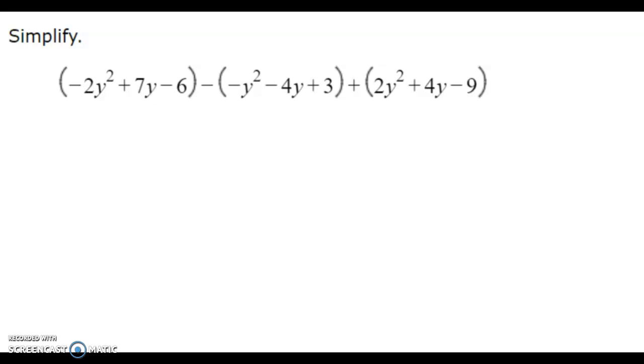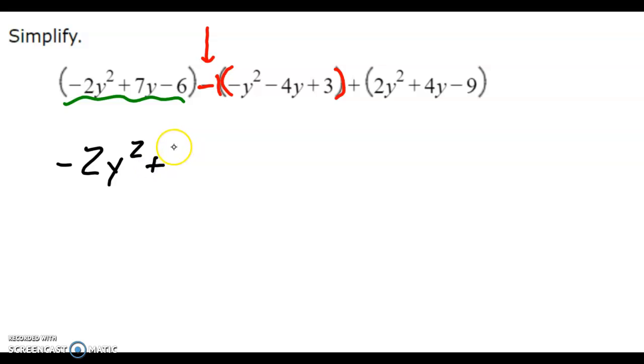You're just treating these one thing at a time. So you see this situation where we're subtracting this polynomial. That's where we have to treat this grouping like we're distributing a negative 1. So this first one, the negative 2y squared plus 7y minus 6, nothing is happening to that. Nothing is changing it. There's nothing out front multiplying it. So negative 2y squared plus 7y minus 6.